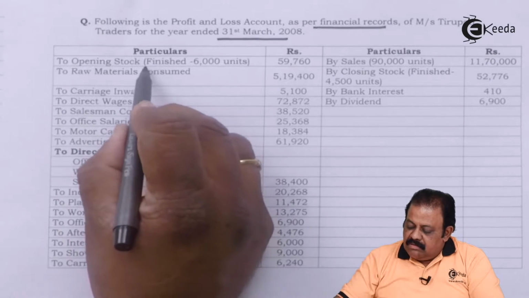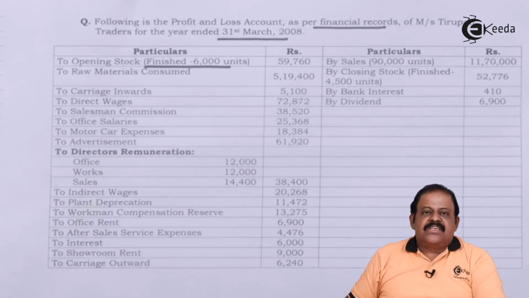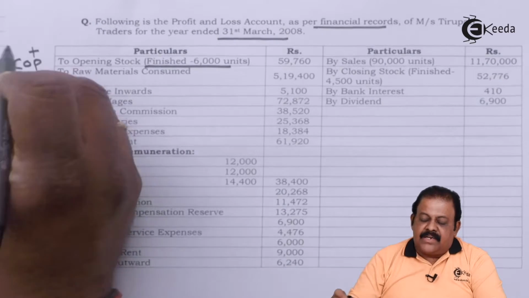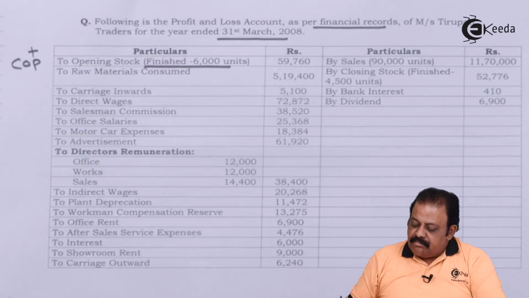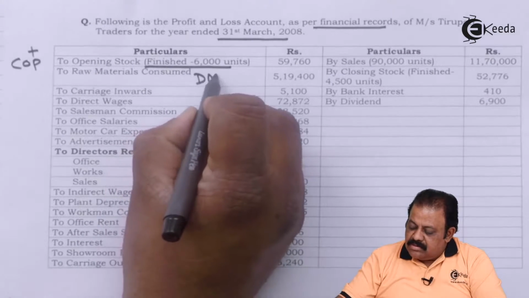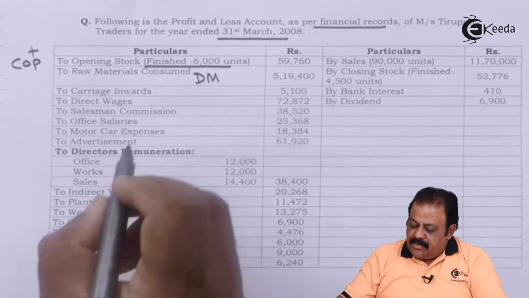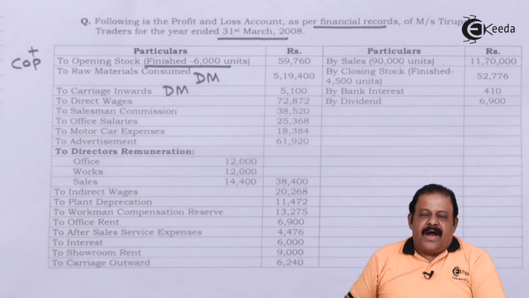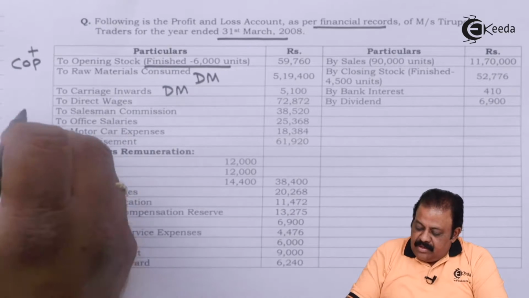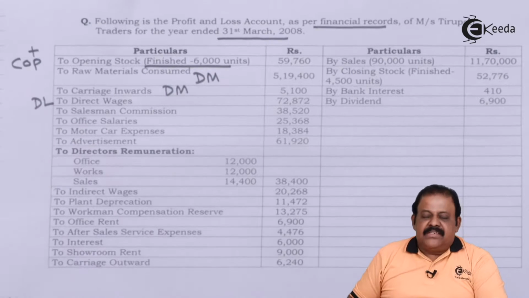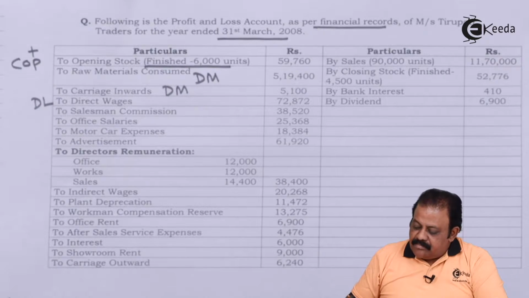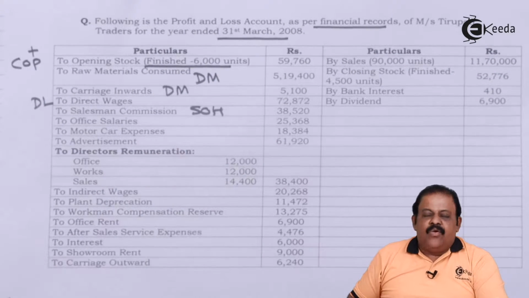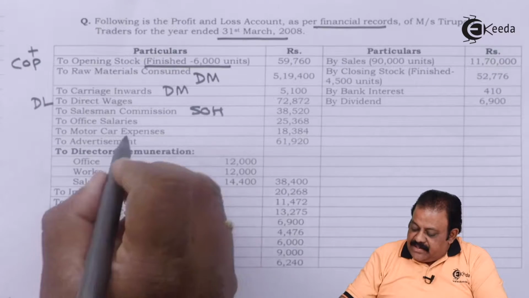Opening stock, finished goods 6,000 units. In case of cost sheet, we add this item to cost of production. Raw material consumed, direct materials, carriage inwards, it will be part of direct materials. Direct wages, that is direct labor. Salesman commission, selling overheads.